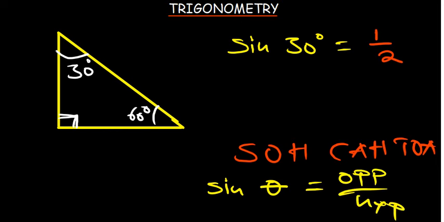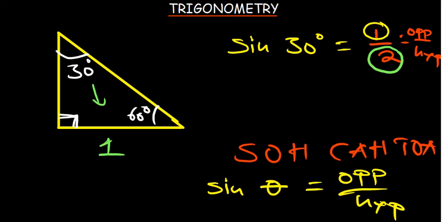So if we have sine 30 equal to 1 over 2, it implies we have opposite over hypotenuse. Our opposite to 30 should be a 1, so we'll put a 1 there. The opposite to 30 should be a 1 according to the trig ratio. And then the hypotenuse should be a 2.